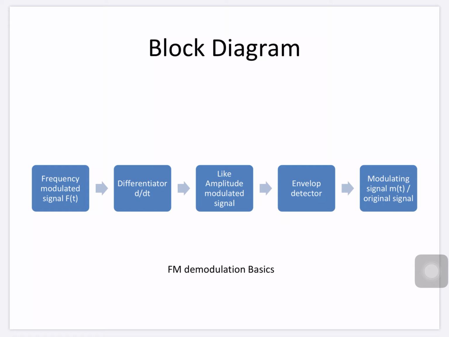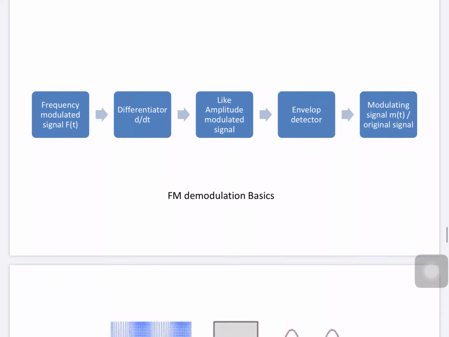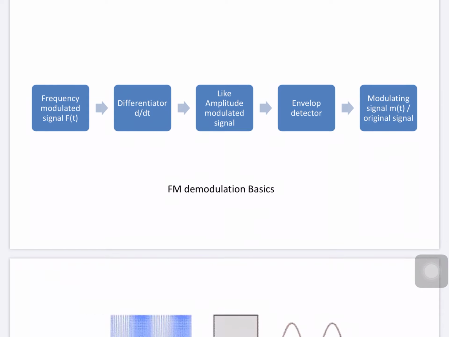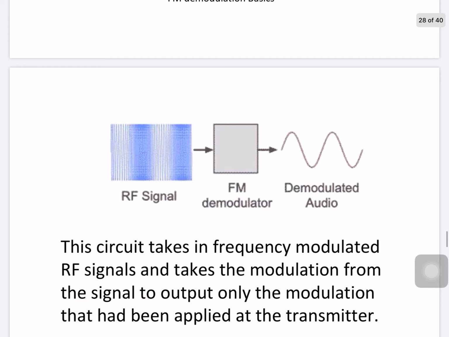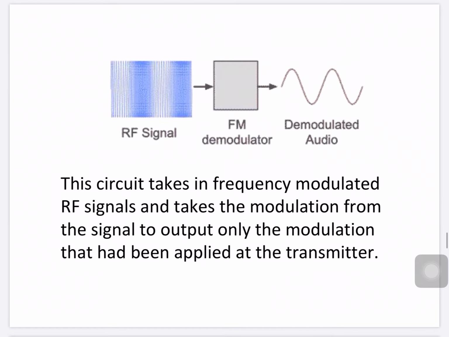Now what is this envelope detector? We will see it in a following lecture. The output of the envelope detector will be the original information signal, or you can say the modulating signal, which was frequency modulated before sending by the sender. So this is the basic block diagram of how a frequency modulated signal is demodulated.